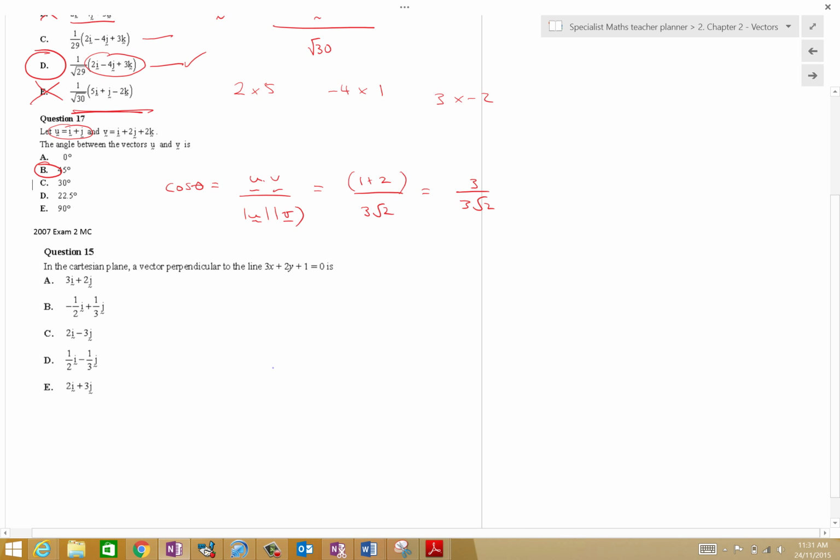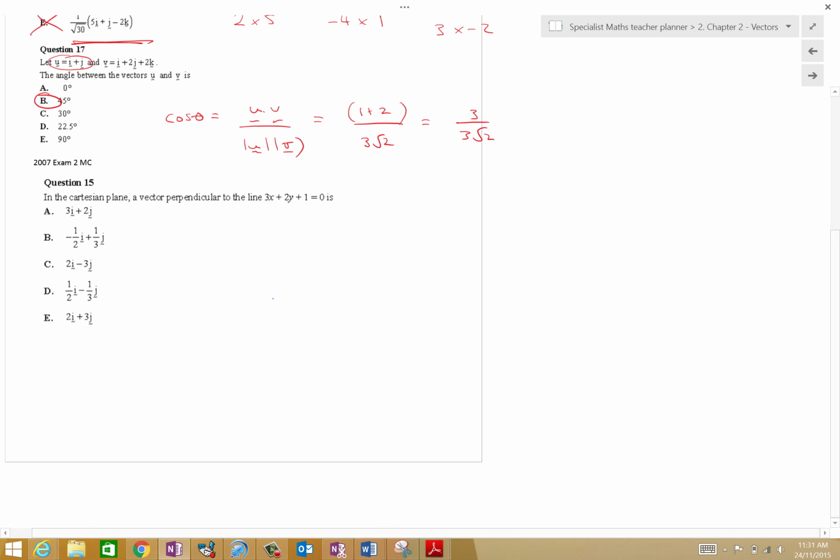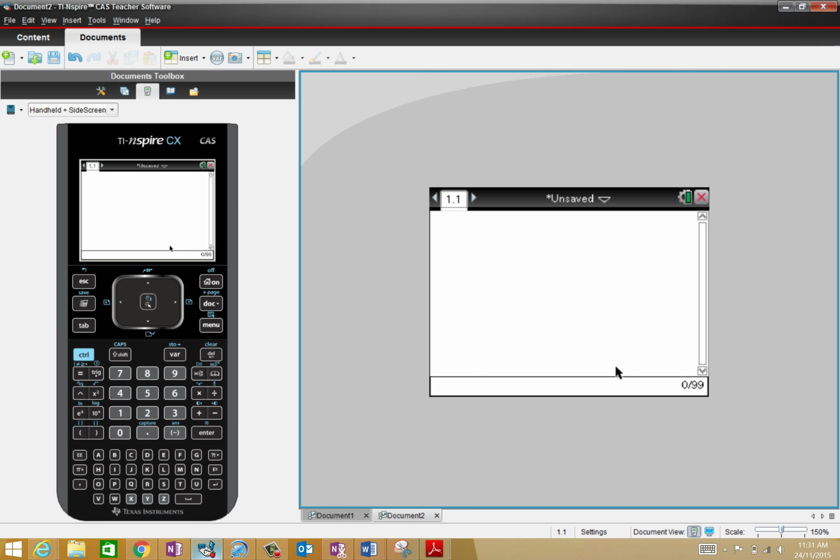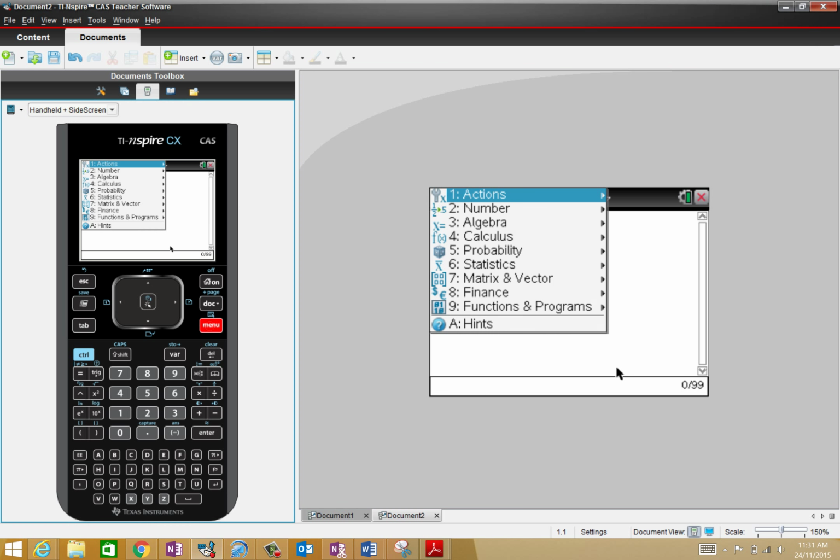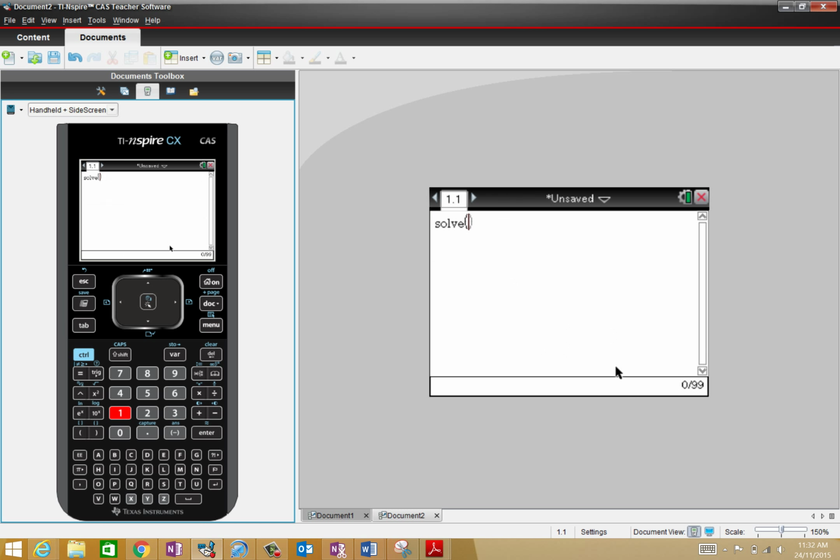If you're using a calculator for that one, you... Now, this one's a bit more confusing. But I guess if you wanted to rearrange that, you could in your CAS calculator. We've got 3x plus 2y was equal to 1, wasn't it? So we could go to menu 3.1 and go solve. And we can say we want to solve 3x plus 2y is equal to negative 1. That's going to save me a lot of trouble because otherwise I would have got something stupid. And that is going to give me that.